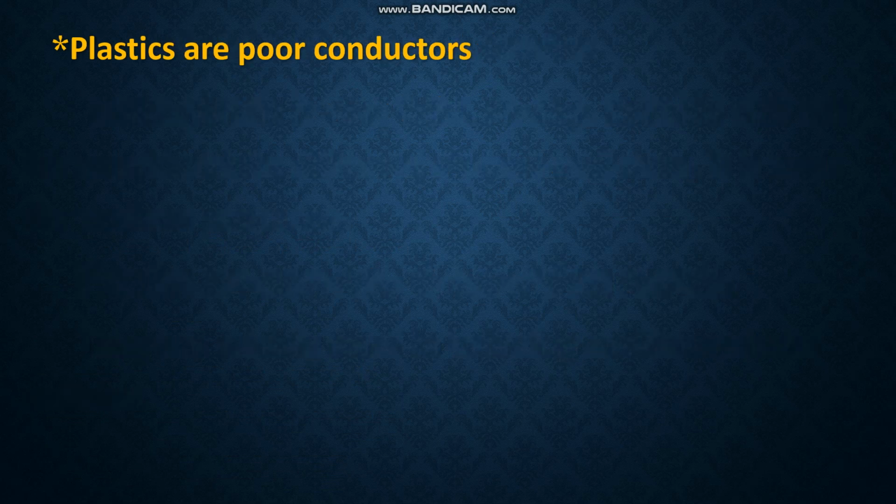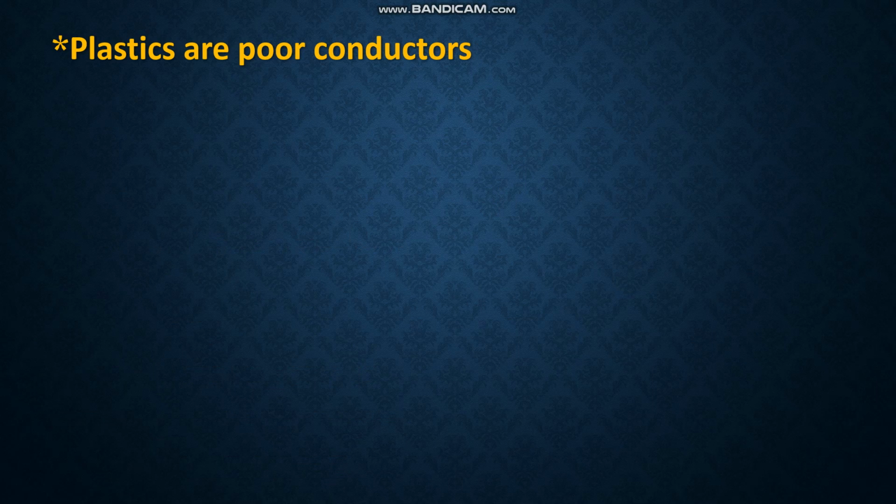Next, plastics are poor conductors. What is meant by a conductor? Conductor of electricity, conductor of heat. What is meant by conductor? It allows the passage of electricity. That is an electric conductor. Which allows the passage of heat, that is a thermal conductor. So plastics are poor conductors. They do not pass electricity or heat.